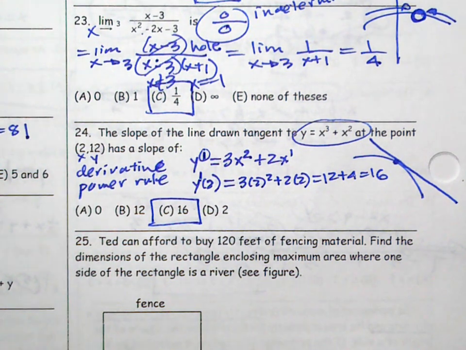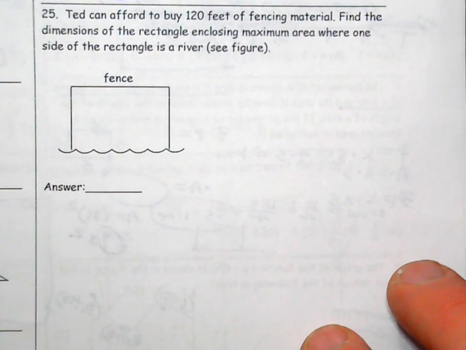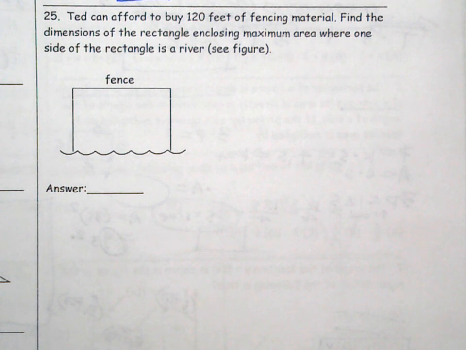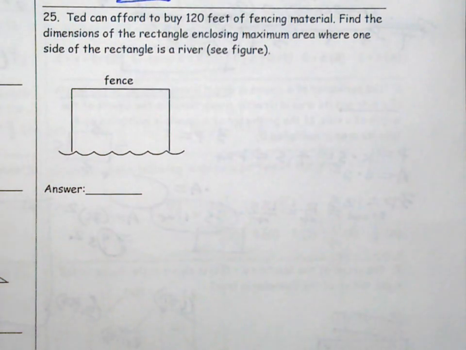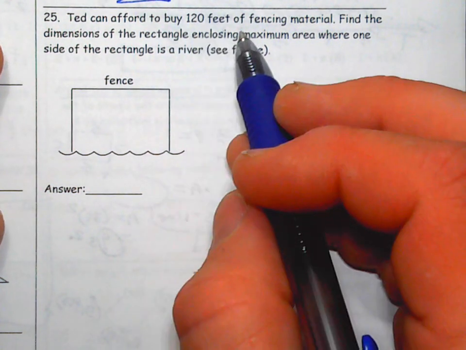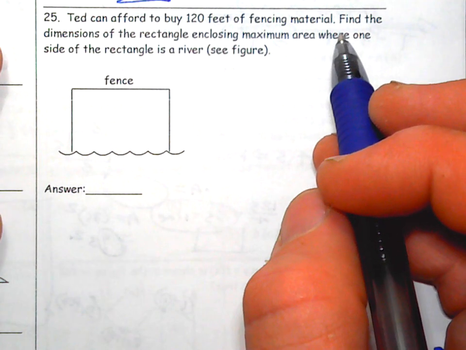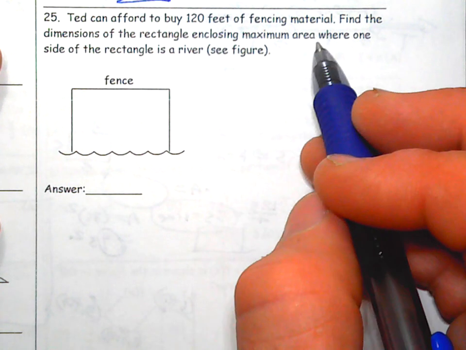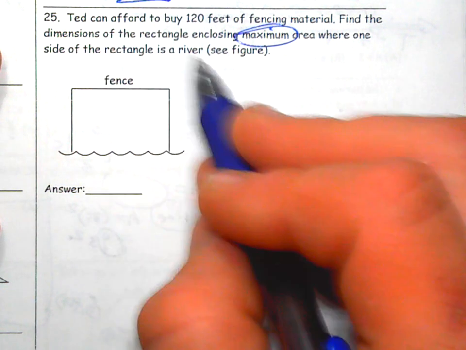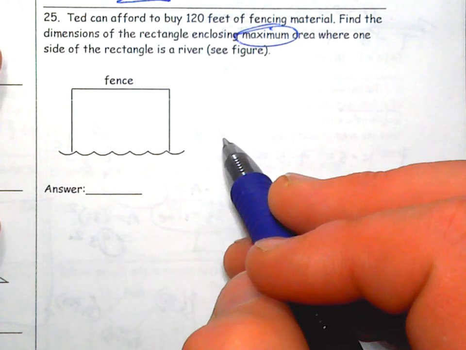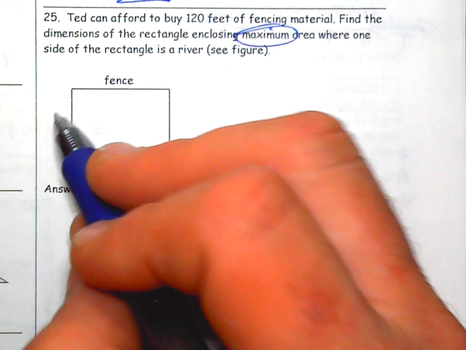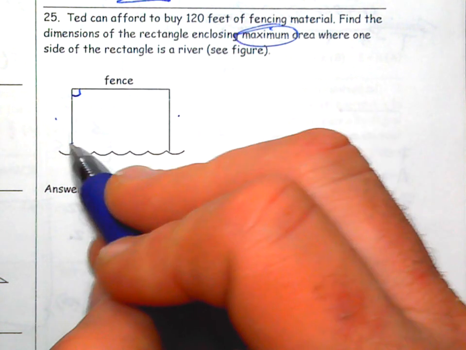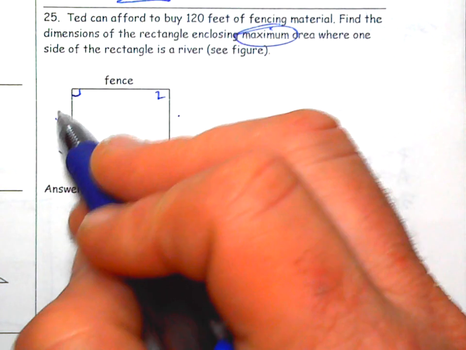Now, 25 is definitely a tough problem that maybe you would have only done in maybe pre-calculus. If you didn't take pre-calc or you don't remember this, that's fine. Like I said, just throwing a lot of different stuff at you. Ted can afford to buy 120 feet of fencing. So here's this fence, it's got a river. Find the dimensions of the rectangular enclosure of maximum area where one side of the rectangle is a river. So we don't need to build a fence along the river. It's a natural boundary. So we got to build these fences. It's rectangular, which means opposite sides are equal.